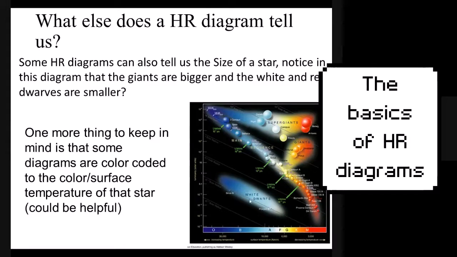And of course, white dwarfs aren't even stars anymore, so they're really out of the gate. But when it comes to main sequence, more massive, more luminous, less massive, less luminous. When it comes to giants, it just depends. One more thing to keep in mind. Oh yes, some HR diagrams will also give you the color of their stars.